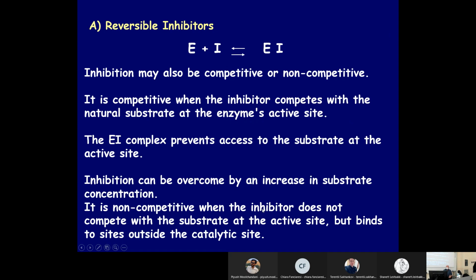Okay. You can see that we can have a reversible inhibition. It's an equilibrium, so we can have competition between the substrate and our inhibitor. Or we can also have a non-competitive inhibition. In this case, the inhibitor binds to sites outside the catalytic site.